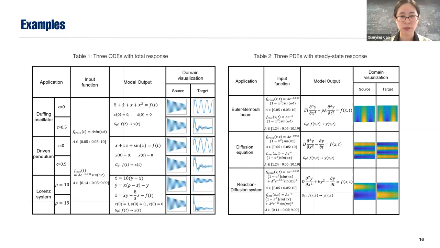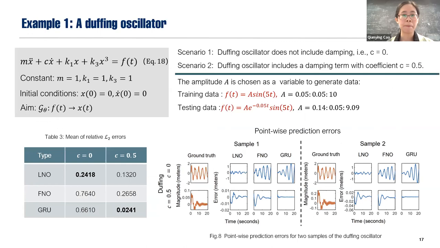To evaluate the performance of the neural operators and GRU, we calculate the relative L2 error of the predictions of the test samples and report the mean and standard deviation of this metric based on 5 independent training trials. We will introduce each example in detail. The first example is a Duffing oscillator. It's one of the prototype systems of nonlinear dynamics, which has been successfully utilized to model many processes, such as beam buckling and stiffening springs.